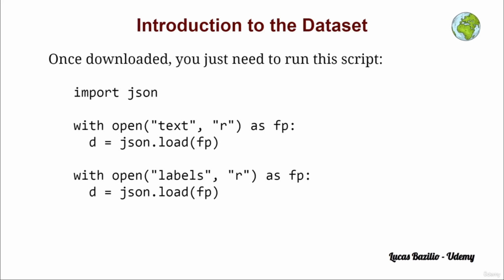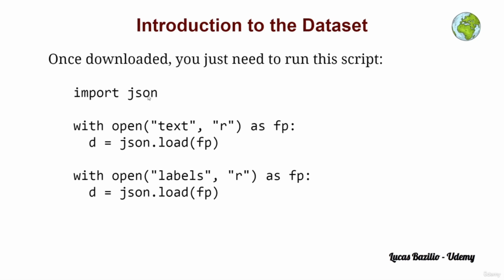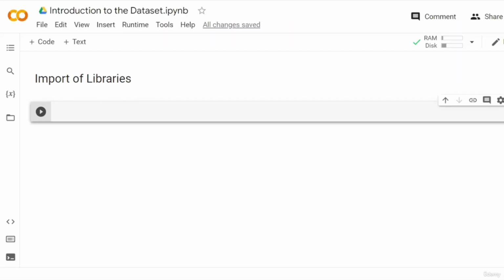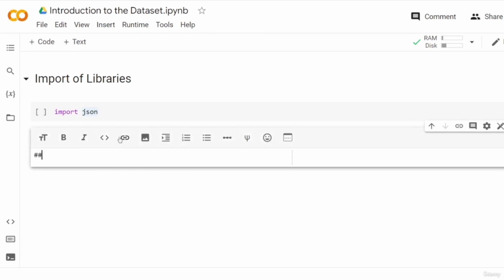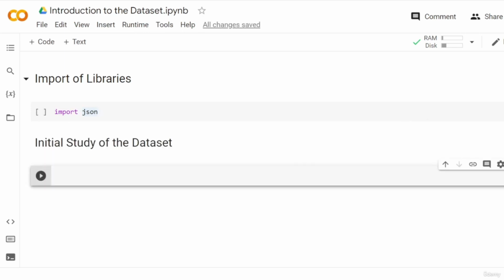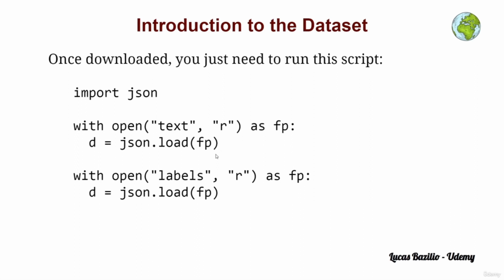JSON is a syntax for storing and exchanging data. So we need to import now the JSON library. We import this library in here, import JSON like this. And now let's add here a new text window. Let's just name this window initial study of the dataset. And here we can run now this Python script.